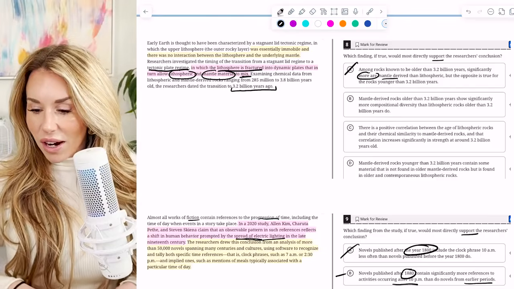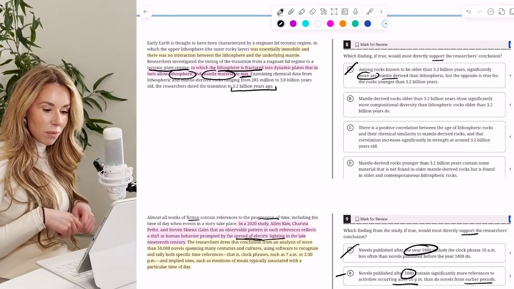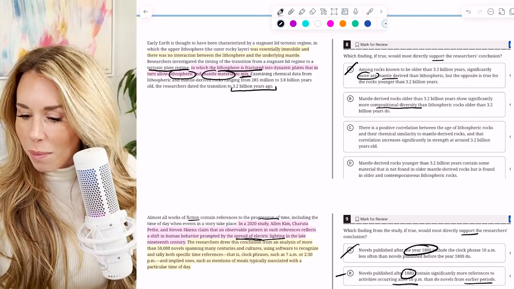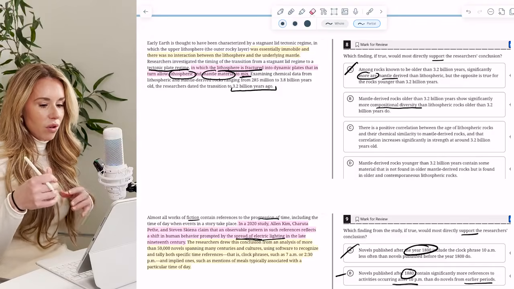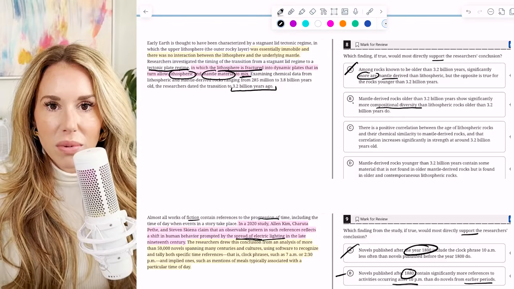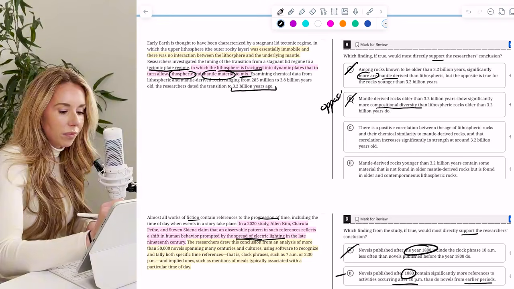B says mantle-derived rocks older than 3.2 billion years show significantly more compositional diversity. No, I would agree that that would be the opposite, because once they mix, they're going to show more compositional diversity. So if they're older than 3.2 billion years, they didn't mix yet. That's out. That would be like an opposite.